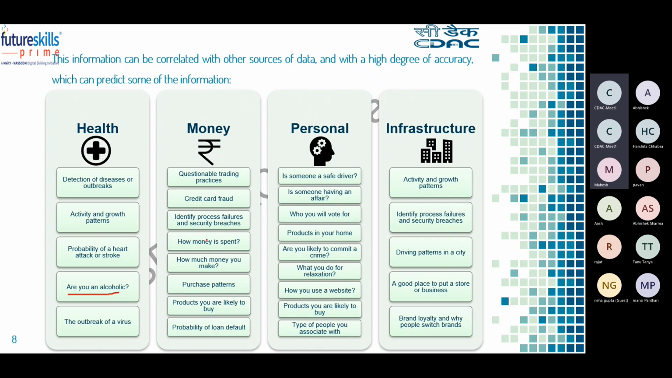So this type of thing, if you will, you will have posts like this, those types of images. Once you have bought something, that website will start posting such images, so that personal information can be identified: whether you are a safe driver, whom you are going to vote for.